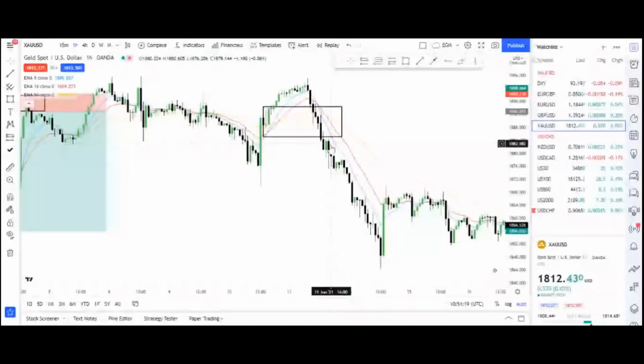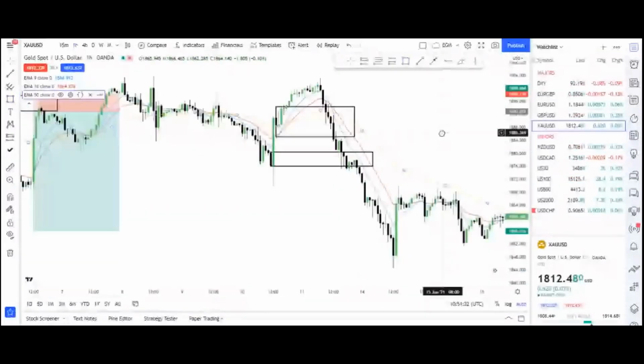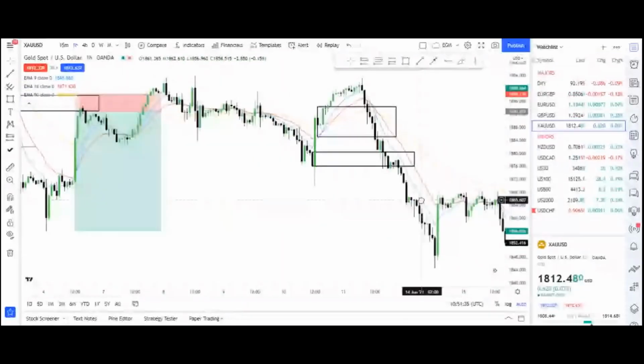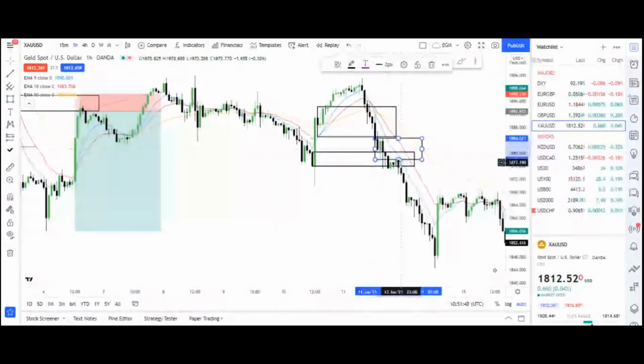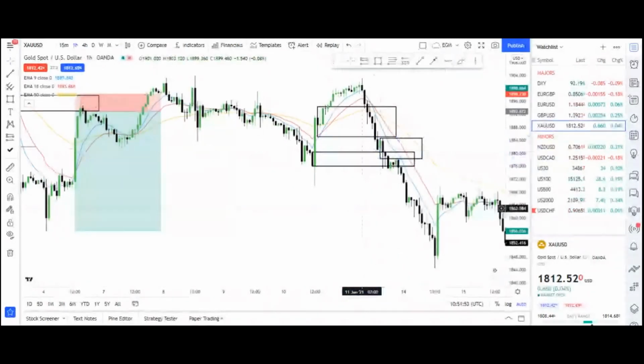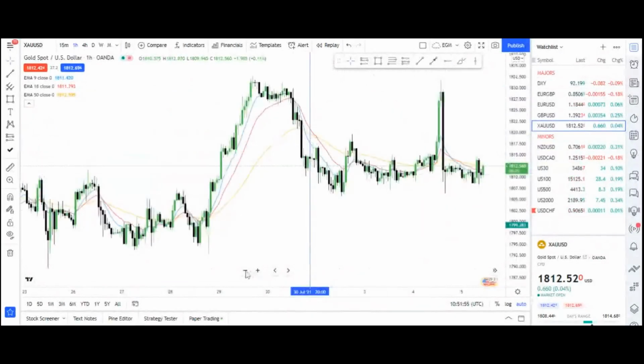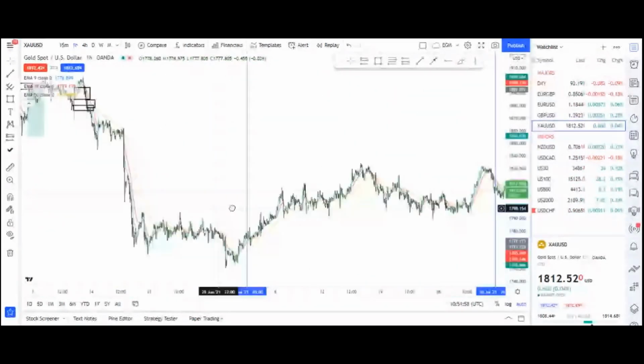Okay, this is another breaker block here. Price never came back to it. You would have missed that trade also. This area also, this order block here, you could have gotten into a trade with. Price never got to it. So you miss out on this sell in this month. You miss out on the long sell of this month.